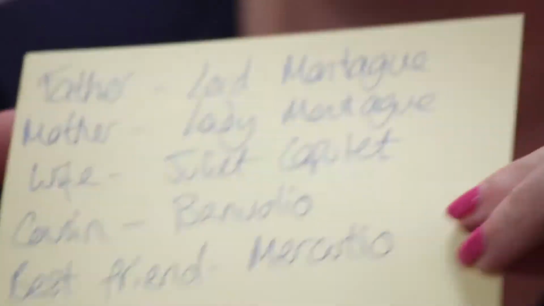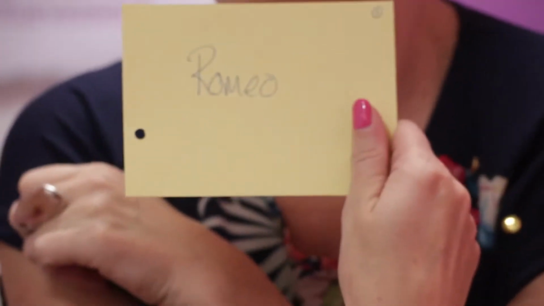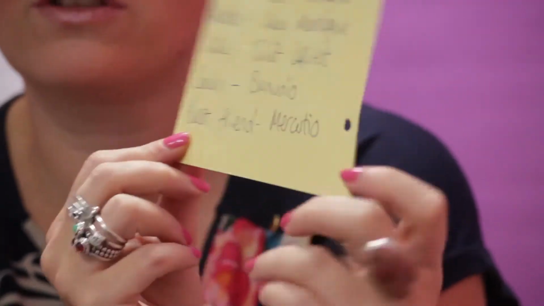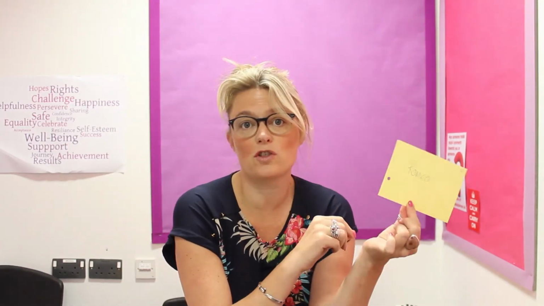So for example, on the front of the flashcard you have the name of the character, okay? And then on the back of the flashcard you're going to have who they are linked to and how they're linked to that person. So I've got Romeo on the front, and on the back I've got who his dad is, his mum, his wife, his cousin and his best friend. As you can see, it doesn't have to be particularly neatly written, it's just for you to use or for someone at home to use.